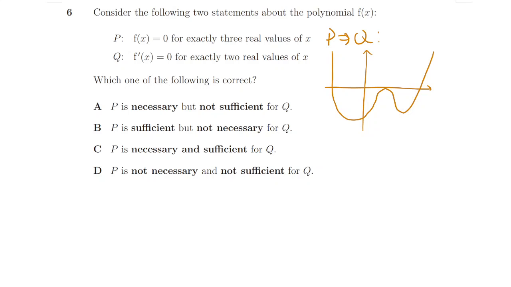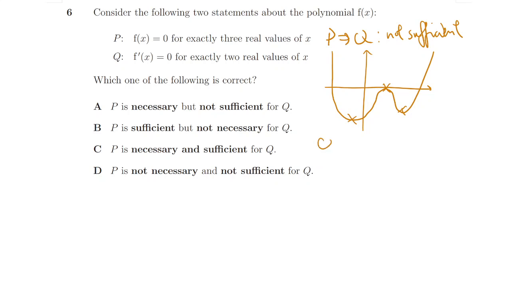But then it has 3 stationary points as well. So I found a counterexample. So P does not imply Q, right? So not sufficient. This way of the arrow is sufficient, so not sufficient. Good.